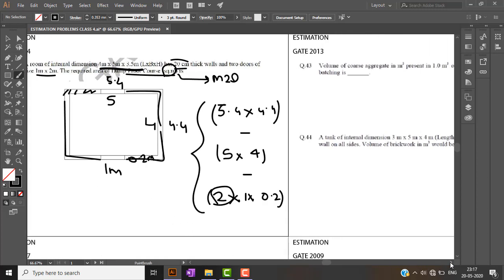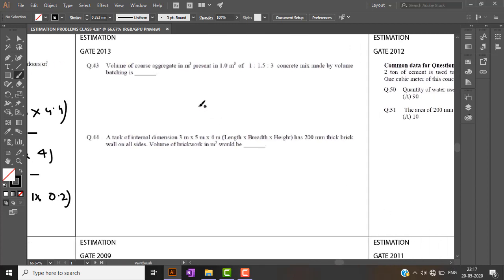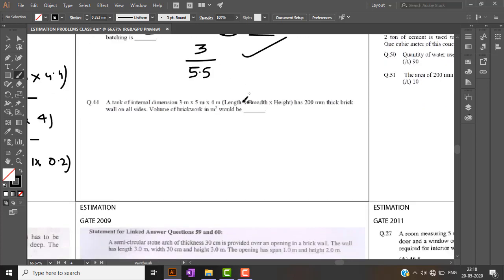Okay, so let's go with the next question. Volume of coarse aggregate in meter cube in 1 meter cube of 1:1.5:3 concrete. 1:1.5 is nothing but M20. We require the volume of coarse aggregate. This ratio is cement to sand to coarse aggregate. So coarse aggregate is nothing but 3 divided by 5.5. 5.5 is the addition of these three. It was a very simple question.